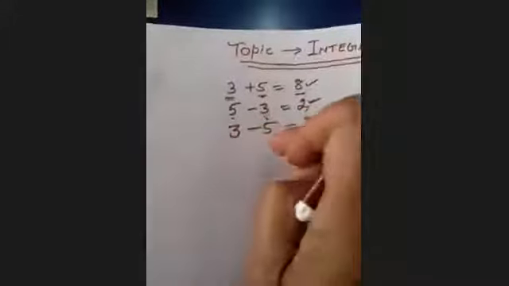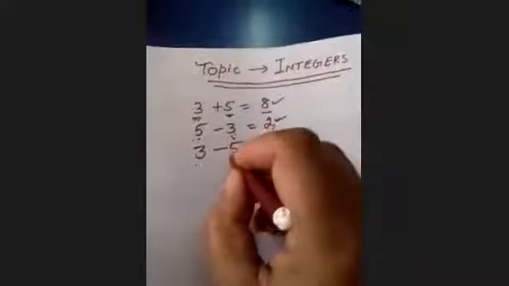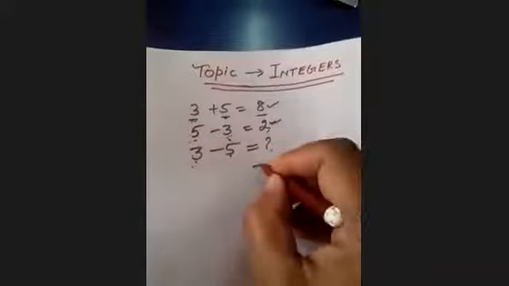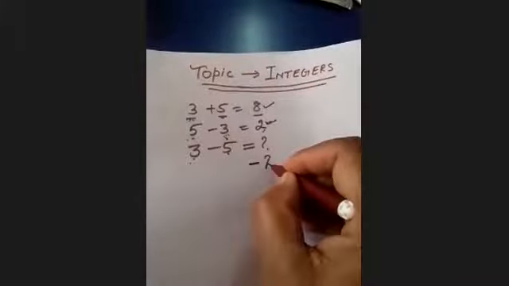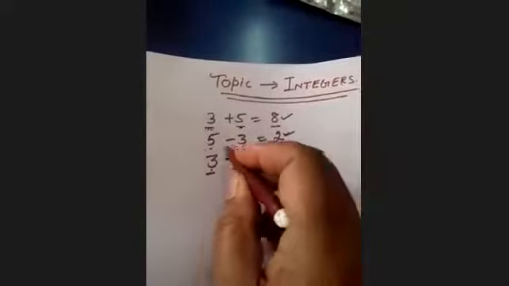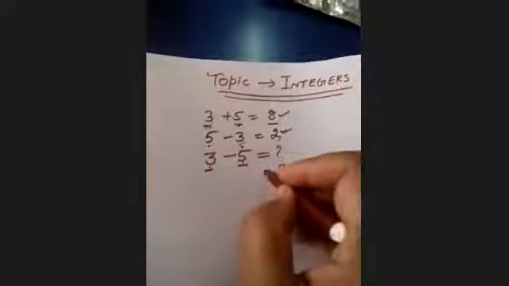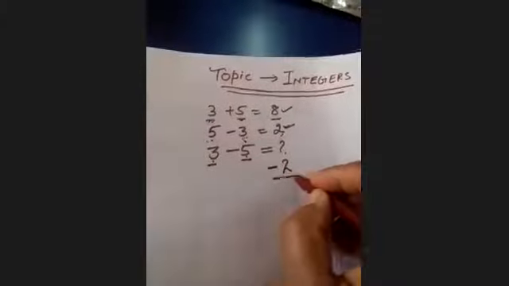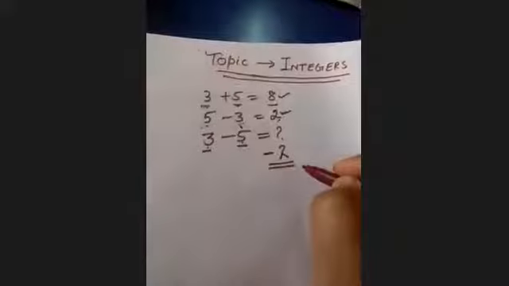But when we subtract 3 minus 5, that is, when we subtract a greater number from a smaller number, the result is 5 minus 3 is 2, but it is minus 2, because we are subtracting a greater number from a smaller number. So the result is 2, but here 2 is a negative number.